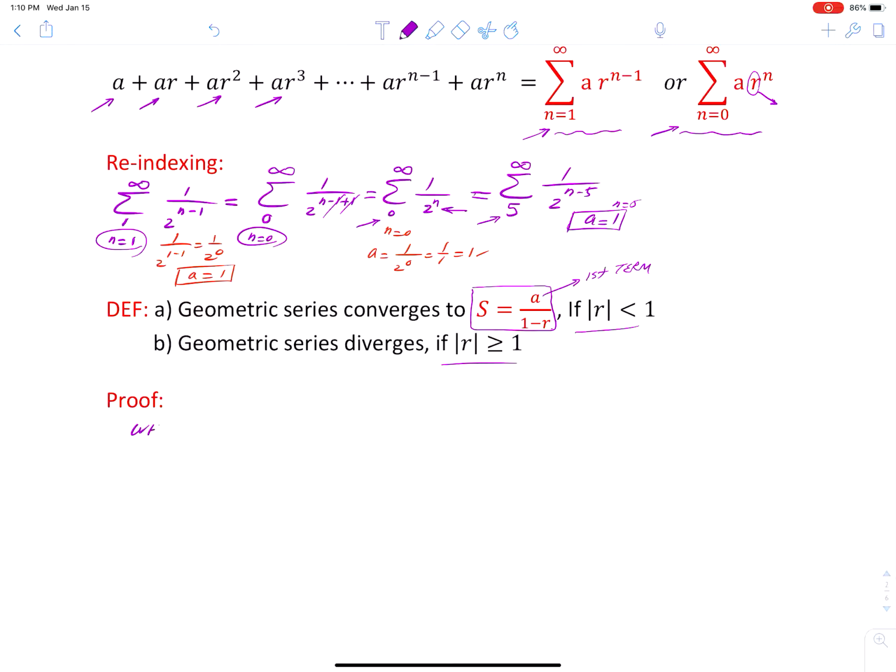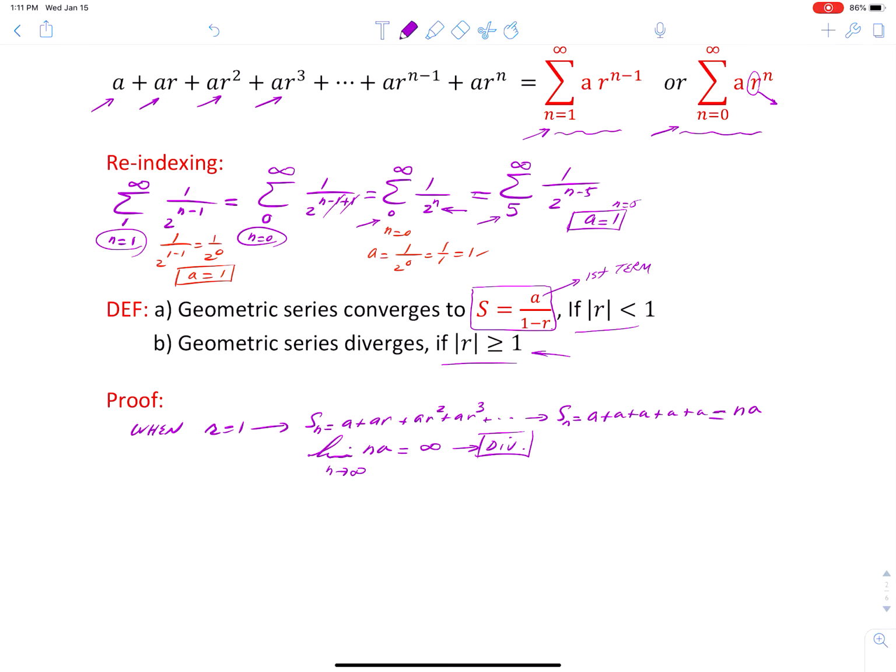Let's say when r is 1. Well, remember S of n? It was a plus ar plus ar squared plus ar cubed, and so on. So we get S of n equals a plus a plus a plus a plus a, and so on. So how many of them do you have? n of them. Then the limit of n times a as n goes to infinity is infinity, which means it diverges. So when r is equal to 1, that shows this portion of it, that it diverges.